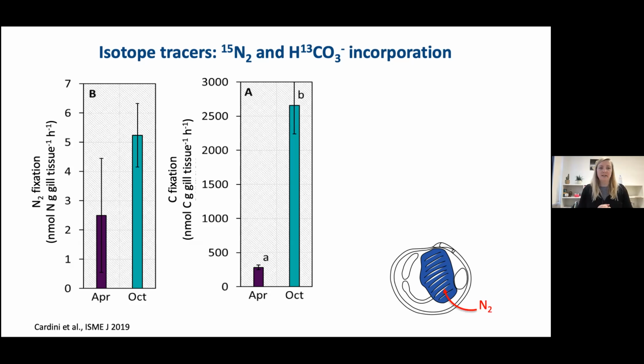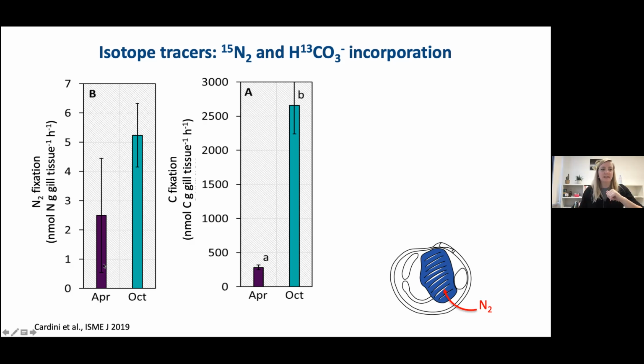We used 15N2, the rare isotope of nitrogen, in incubations with leucinid clams. We also added a carbon isotope label, inorganic carbon, that was enriched in the rare isotope carbon-13. And this can be measured over time with mass spectrometry. If you incubate your animal with these isotopic tracers over time, you can see that they become enriched in the tissues of the animal.